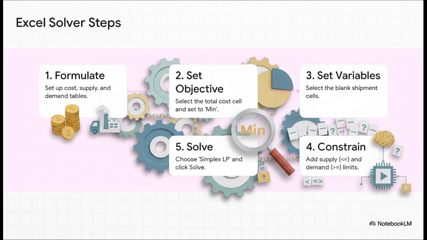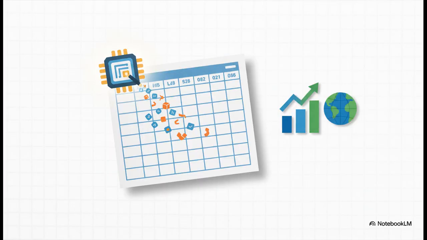Third, you point it to the blank cells that it's allowed to change. Fourth, you add your rules, your constraints, like don't ship more than this factory has and make sure this store gets what it needs. Finally, you just select an option called Simplex LP, which is just a fancy name for a proven algorithm, and you click Solve. And boom, just like that, Solver does all the heavy lifting. It crunches all the numbers and populates that empty table for you.